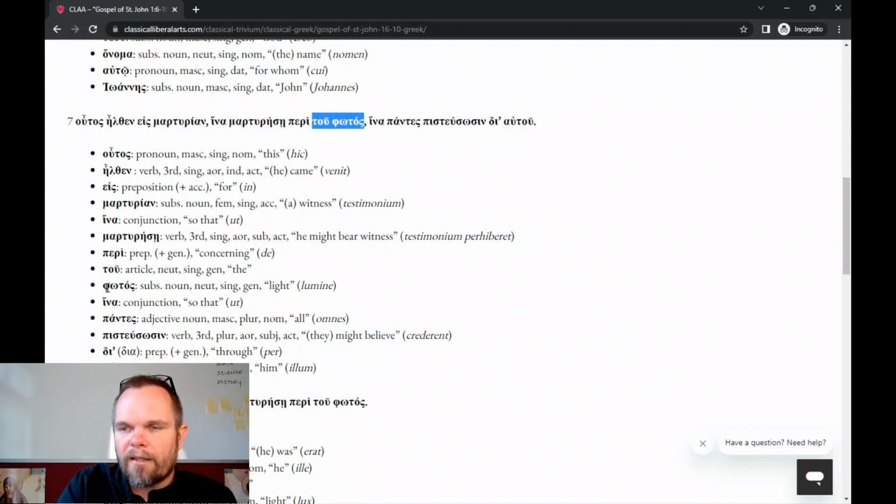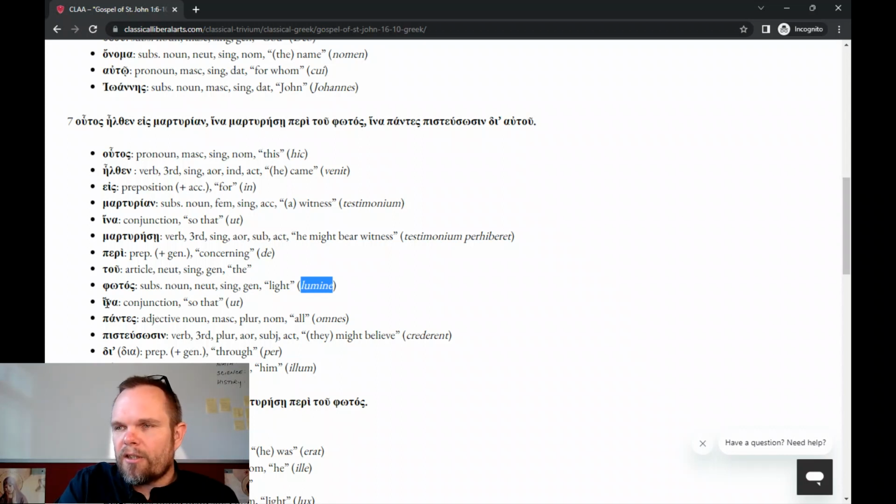Photos is light. If you transliterate this, it's where we get the word photo from in English. So photography means to draw with light. Photos, that's the Greek word. Concerning the light. John came so that he might bear witness concerning the light. And you can see the Latin translation is lumine. So lumine is the Latin equivalent for photos, at least in this place.